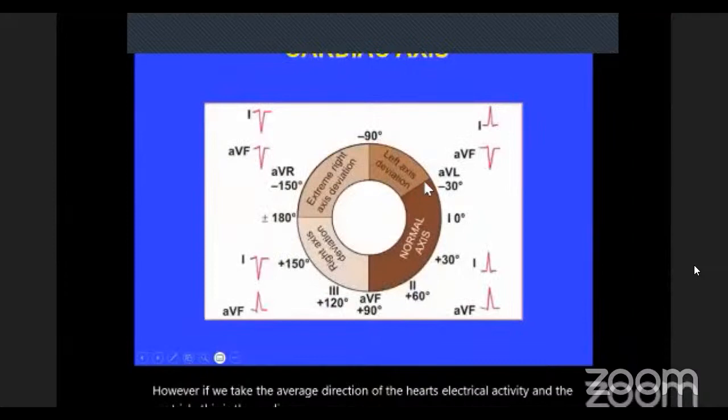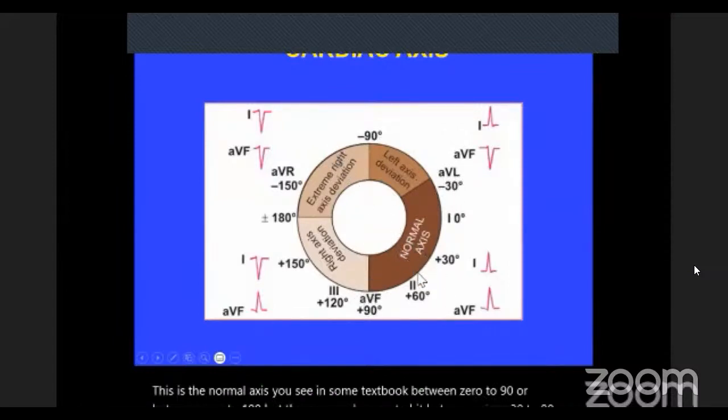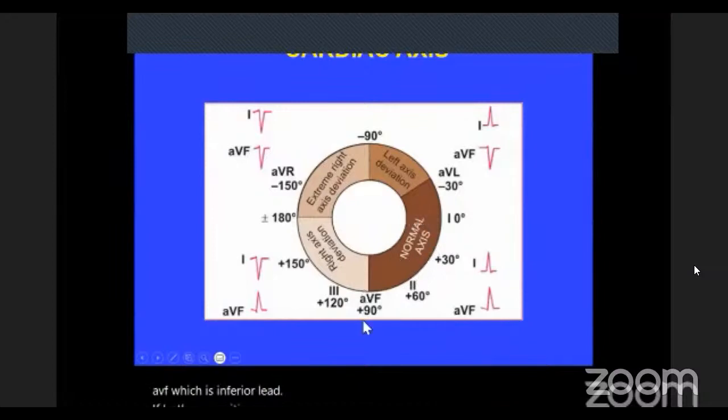And the cardiac axis normally lies between -30 to 90 degrees. This is the normal axis. You see in some textbooks between 0 to 90 or between 0 to 100, but the commonly accepted is between -30 to 90. If the average electrical activity of the heart goes in this direction, whether here, here, or here, it is still within the normal range. And the best way to look for cardiac axis is to look at lead 1, which is a lateral lead, and AVF, which is an inferior lead. If both are positive, then likely the axis is normal.